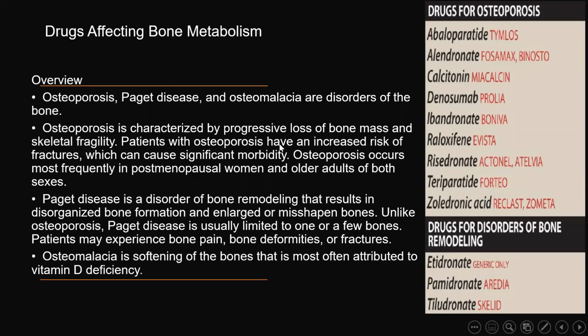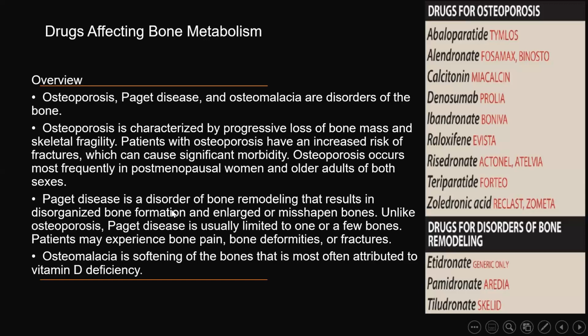Osteoporosis is characterized by a loss of bone mass, a decrease in the bone mass, and also an increase in skeletal fragility. Patients with osteoporosis always suffer from an increased risk of fractures, and there is a significant increase in morbidity. Osteoporosis occurs mostly in postmenopausal women and older adults of both sexes.